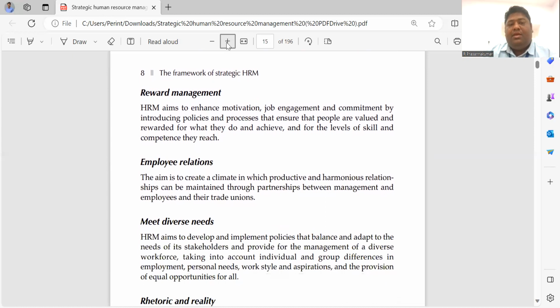Reward management. HRM aims to enhance motivation, job engagement, and commitment by introducing policies and processes that enhance people's value and reward them for what they have achieved, and not on the levels of skills and competency they reach. See, reward management is a very important factor in an organization. Why? Because without reward management, the employee will not feel motivated towards the business. So in every business, reward management is the most important factor.